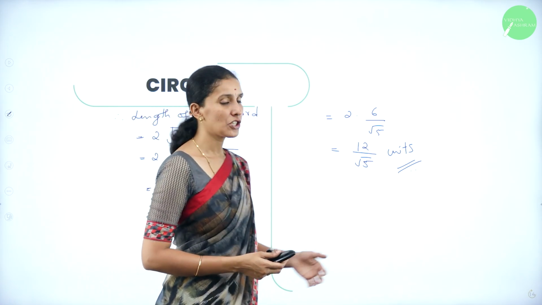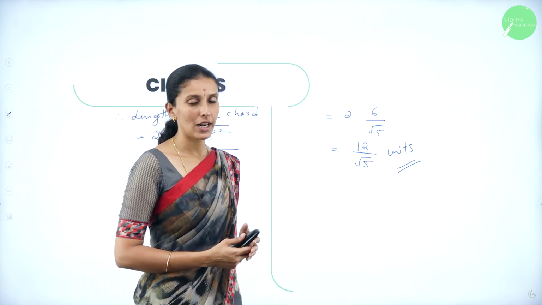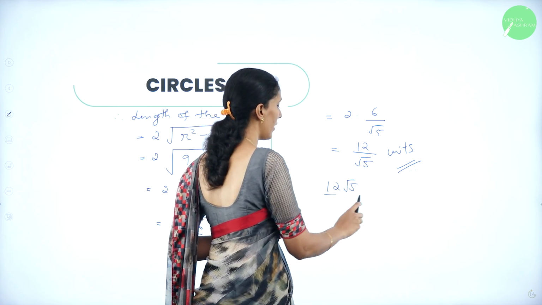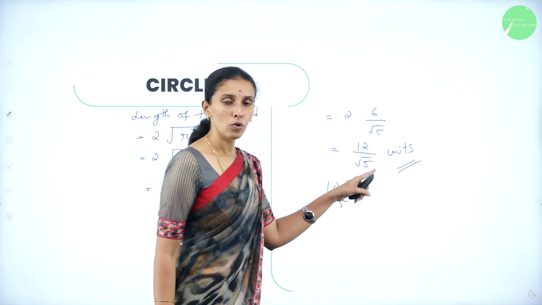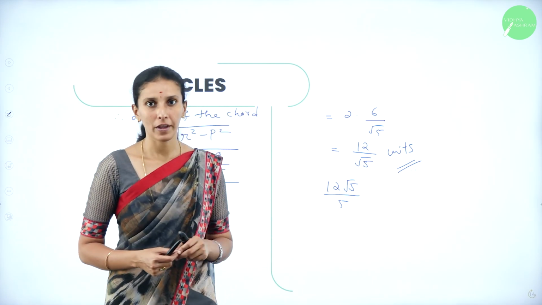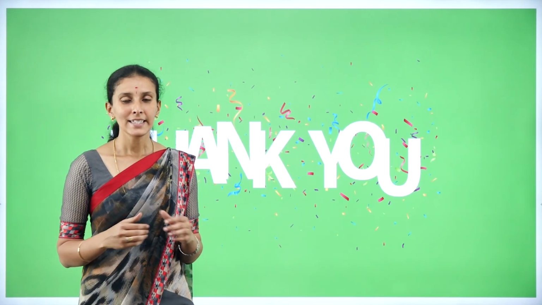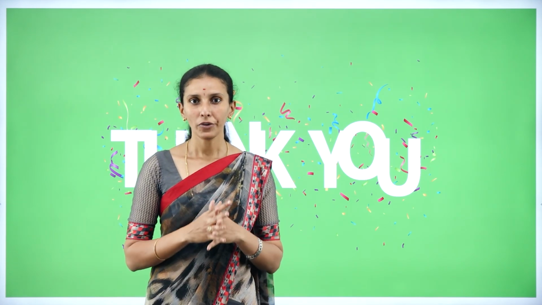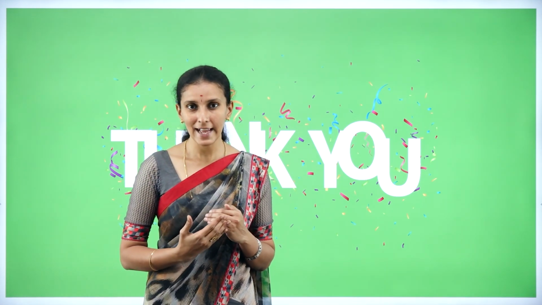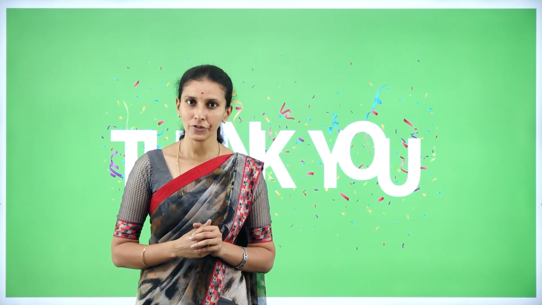So if you want to rationalize the denominator, you can rationalize it and write in the form of 12 root 5 divided by 5. So if you multiply root 5 to both numerator and denominator, the answer will be 12 root 5 by 5. So in this session, we have learnt how to calculate the length of the chord whenever it is intercepted on x-axis, y-axis and by the straight line.